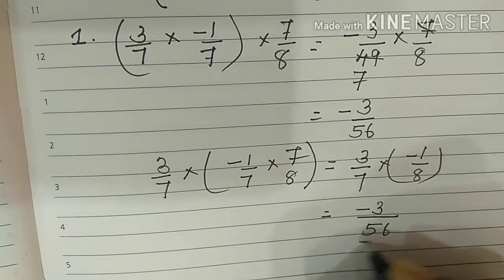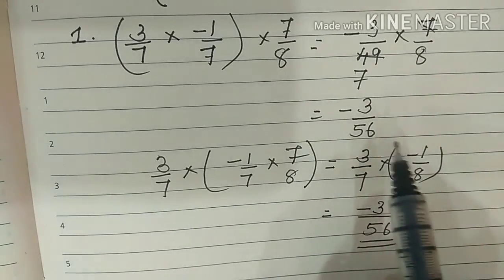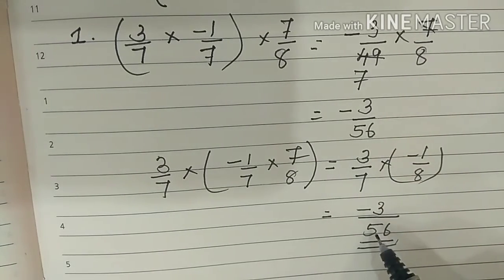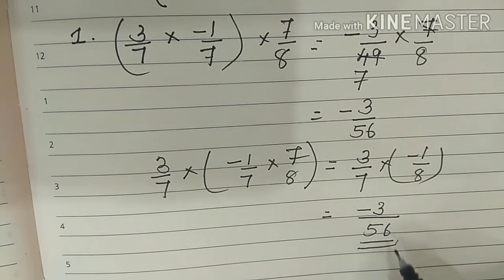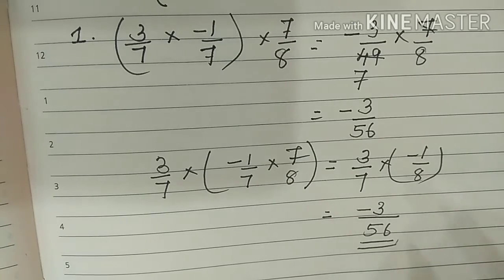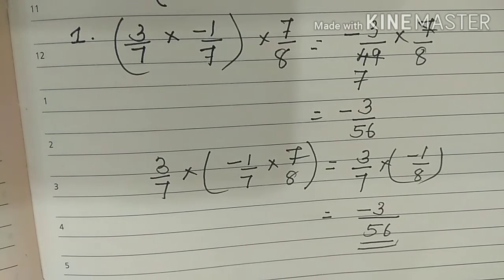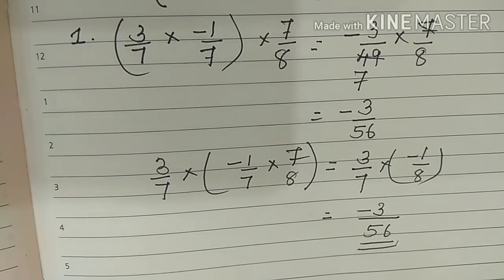Look at the result. So even in the first case we got minus 3 by 56. Even the second case we got minus 3 by 56. What is the conclusion? The result is the same, minus 3 by 56. What does it mean? Means three rational numbers can be multiplied in any order. Result will be the same. This is what is called associative property of multiplication.